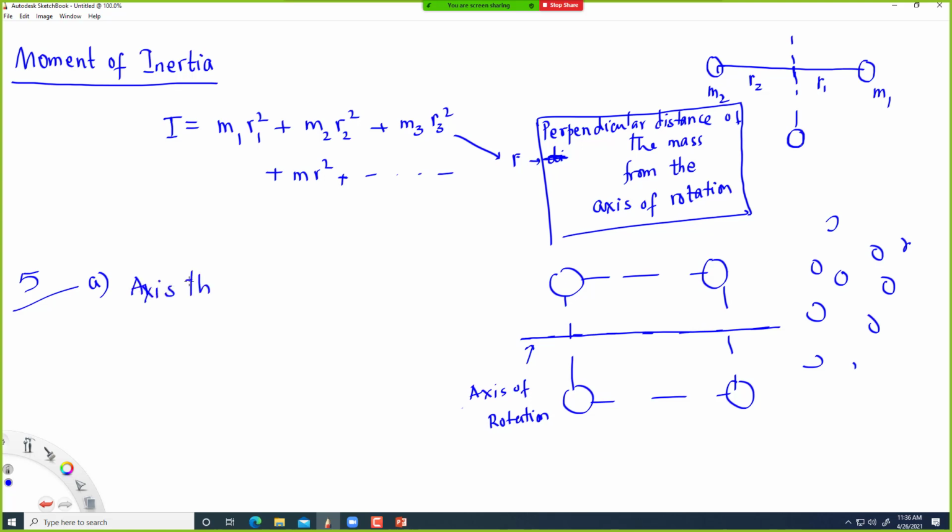perpendicular to the plane. So this is not the axis for the first part of this question. Let's talk about this one first. For A, your axis is passing through the center of this square perpendicular to this plane. This is the plane, it's perpendicular, so that's the axis. So you're rotating like that.